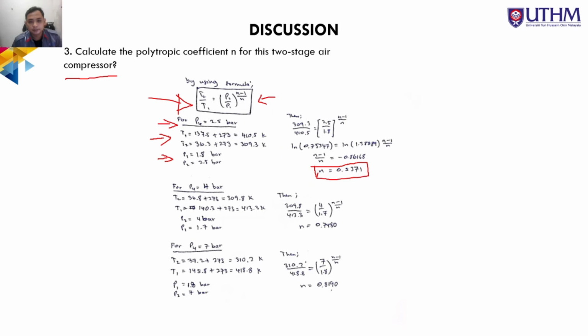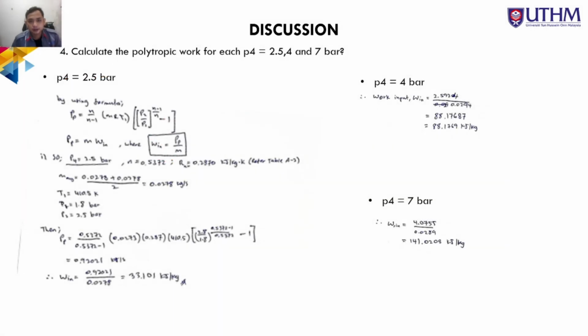For pressure 4, which is 2.5 bar, the n value is 0.537. As for the pressure of 4 bar, we obtain the n value of 0.7480. And lastly, for 7 bar, we obtain the n value of 0.190 as the polytropic coefficient n for this two-stage air compressor. So we found the n value on the previous slide.